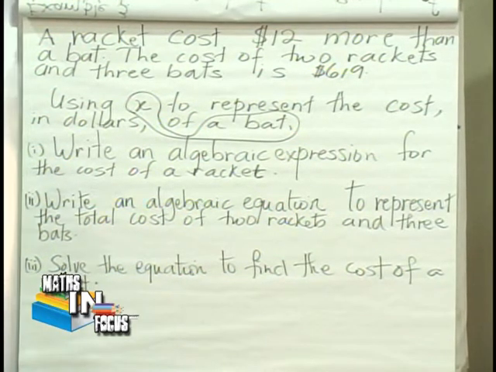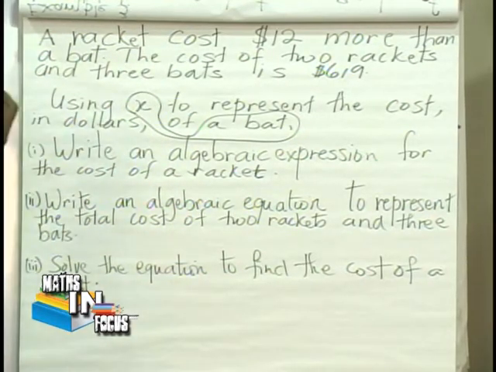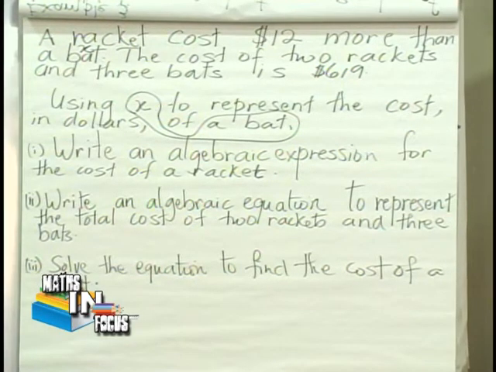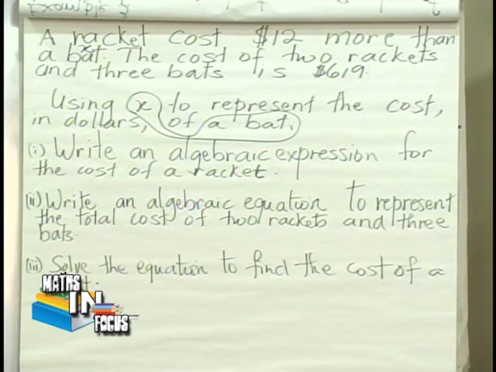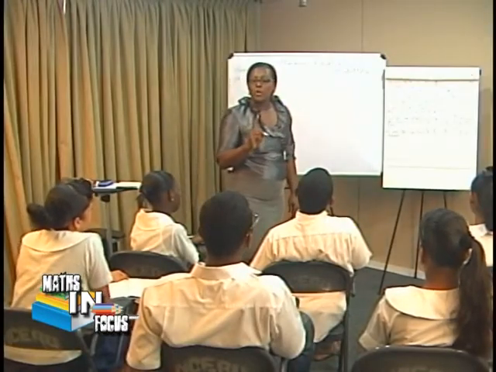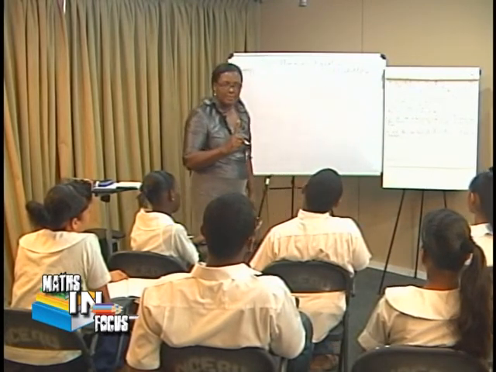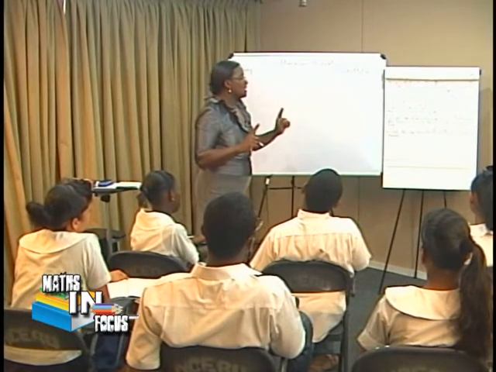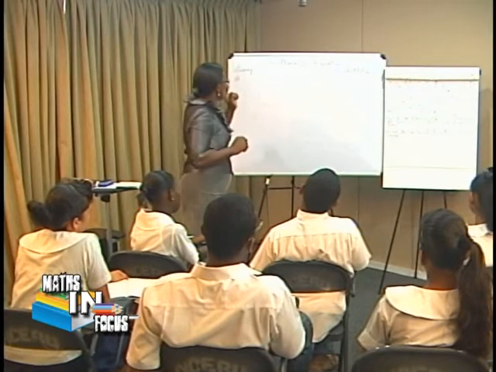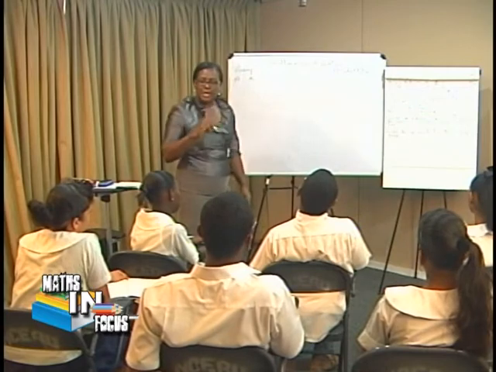Now let's go back here again. A racket costs $12 more than a bat. So where we see bat, we can put in an x. So the first question asks us, write an algebraic expression. Not an equation, an expression. We don't want an equal sign in it. For the cost of a racket. We're going to use x to represent what a bat is. What would that expression be?